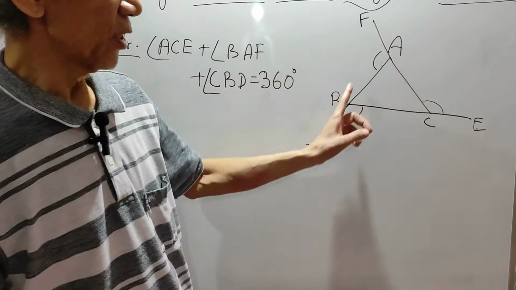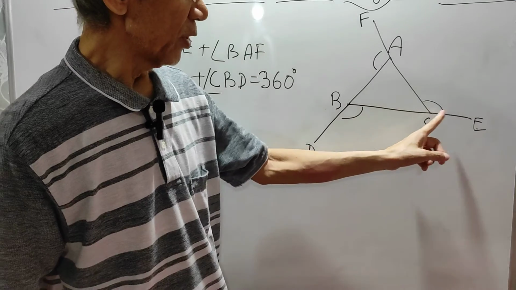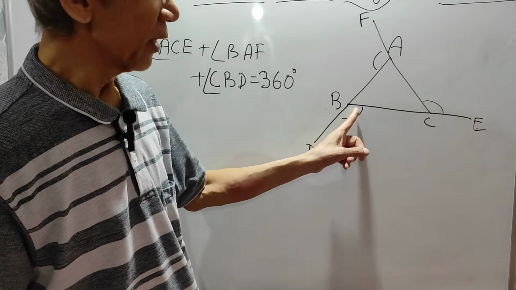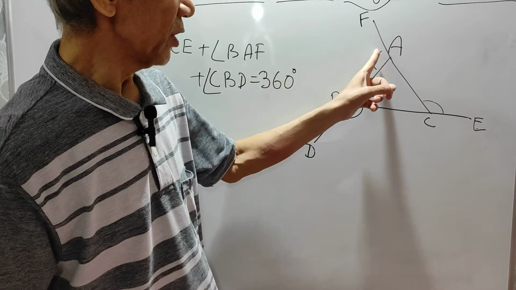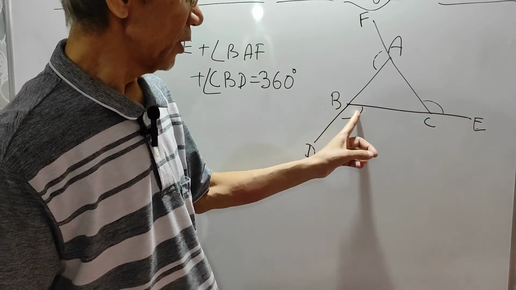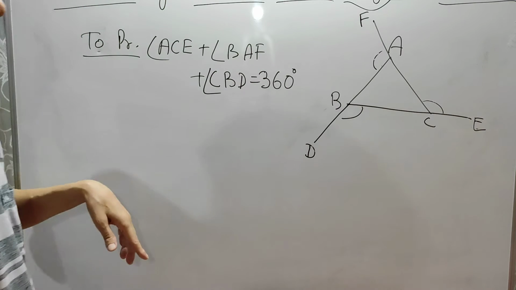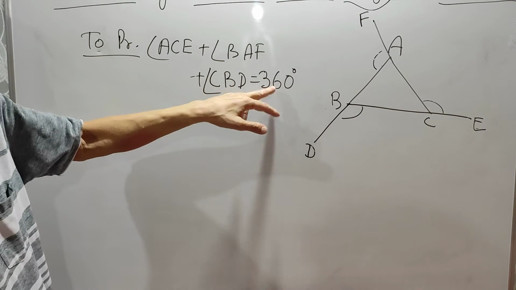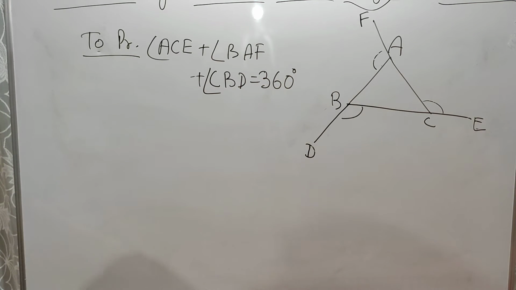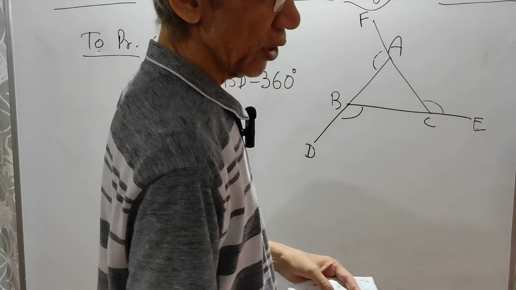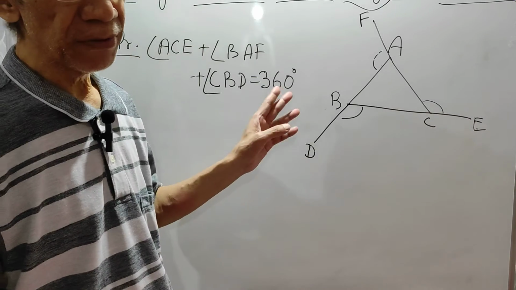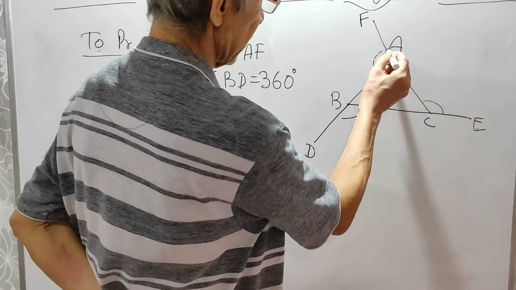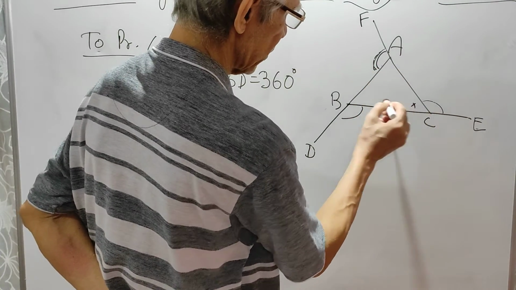So what is given? This is a triangle given. BC is produced to E, so this is an external angle. AB is produced to D, this is an external angle. CA is produced to F, this is an external angle. You have to prove the sum of these three external angles, ACE, BAF and CBD, equals 360 degrees. All right. Now we will use that theorem, external angle equals the sum of the opposite internal angles.